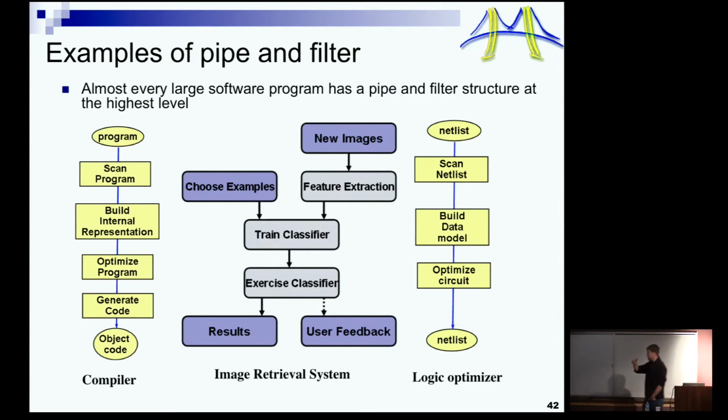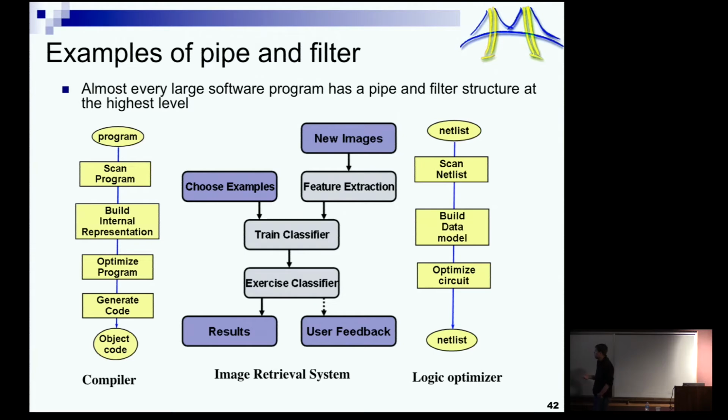So your imaging example is good. We have an image retrieval system where you're actually doing some machine learning. You pass in some images, as you said, do some feature extraction, pass it into a classifier, and so on. But another example is a compiler. You start with a program source, do some lexing, some parsing, build an IR. You might want to optimize the program, so do transformations on the IR. Generate code, have some object code to execute.